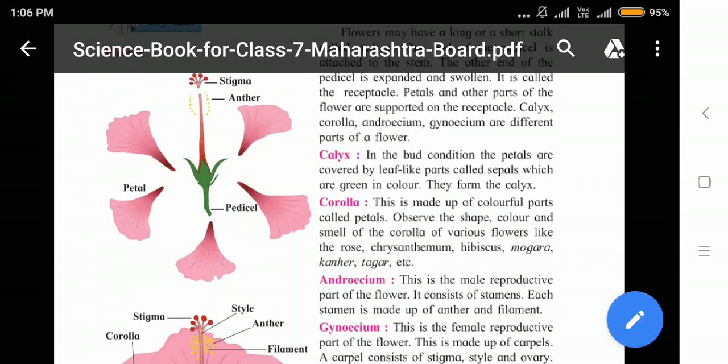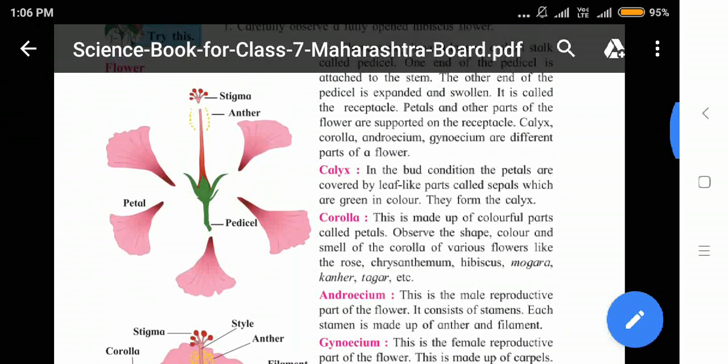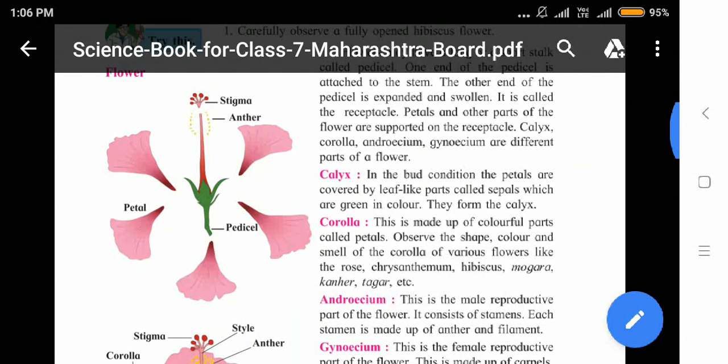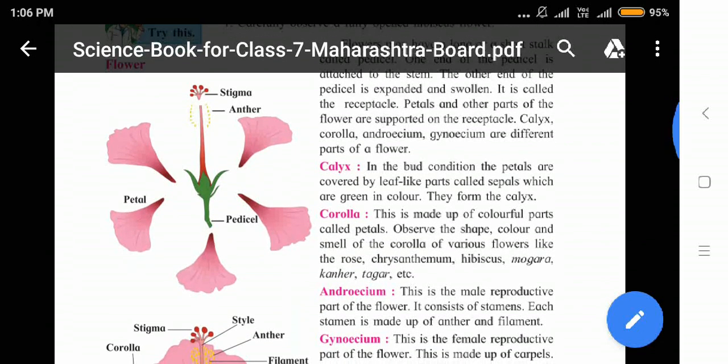A lot of flowering plants you may observe in your surroundings. When we look at any flower, it gives us nice happiness. Flowers are very useful in our day-to-day life for various purposes. A lot of products are also prepared with the help of flowers. Let's start today with the study of the various parts of the flower.